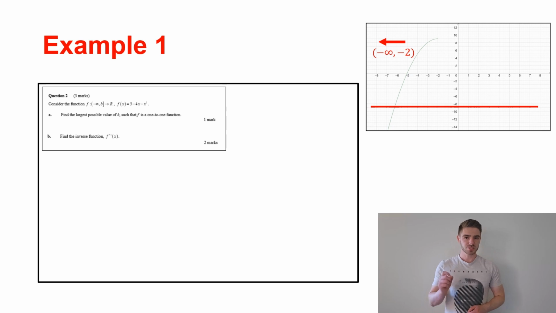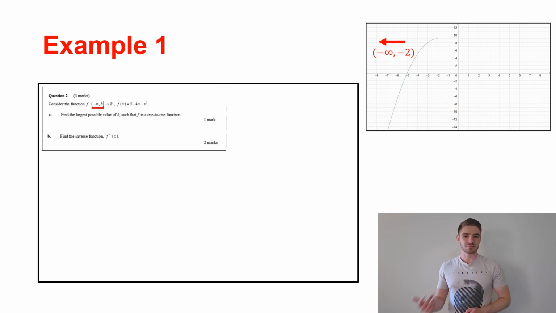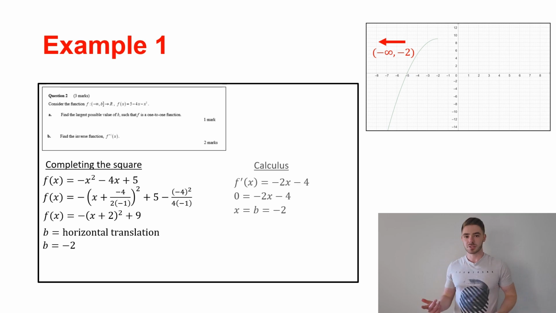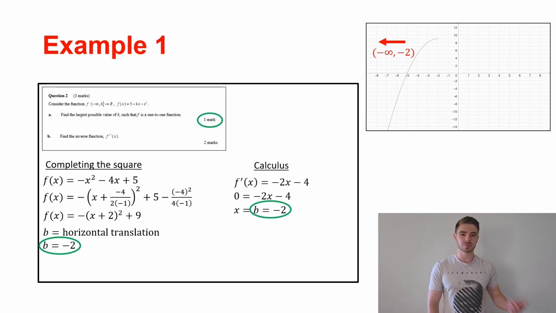In this case, we're told that the lower bound is -infinity. This means that the upper bound, b, must be the turning point, which we can find by either completing the square or by using calculus. It doesn't matter what way you approach it, you should end up with the answer b equals -2.